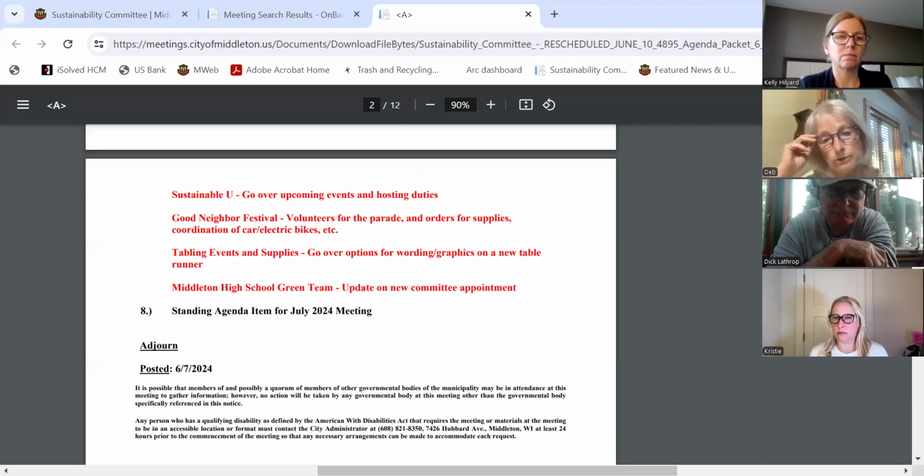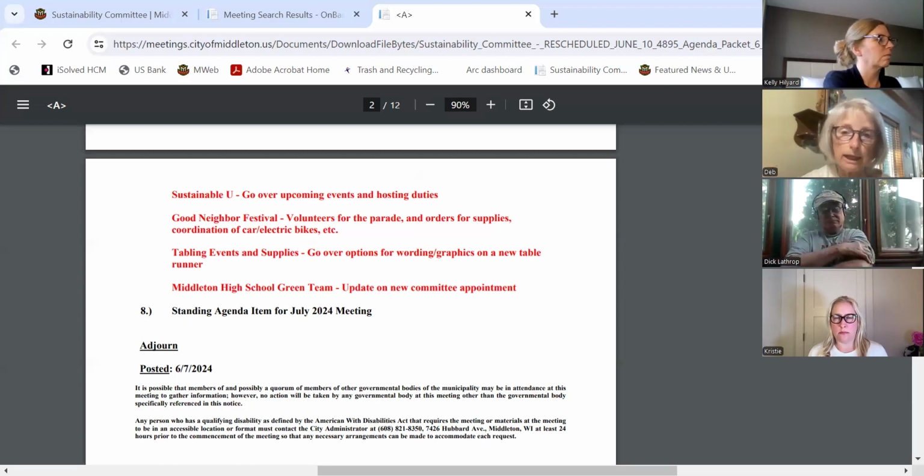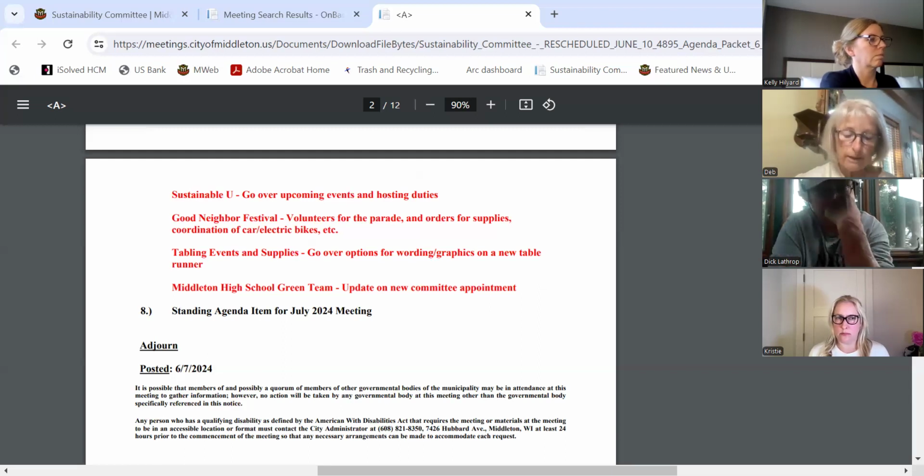When they got their Sustainable Middleton Award this year, there were several kids, and Dick asked if they would be interested in doing this, and they were excited at that time anyway. So we're hoping that we can get some of the middle school kids as well. But that means it'd be nice to have them in T-shirts.